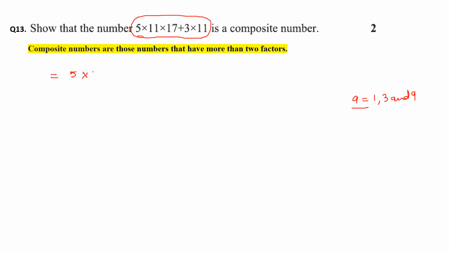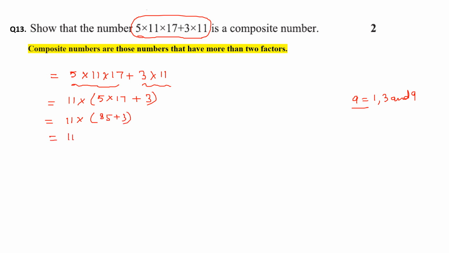So let's solve it. So it is 5 into 11 into 17 plus 3 into 11. And if you see here, 11 is common in both the terms. So you have to take 11 common. Here I am left with 5 into 17 and here it will be 3. Now 11 into 5 into 17 if you do, you will get 85 plus 3, and 85 plus 3 is 88, isn't it? Now 88 further you can write as 8 into 11 and 8 further can be written as 2 cube, isn't it? 11 into 2 cube into 11, and if you arrange it, it is 2 cube into 11 square.